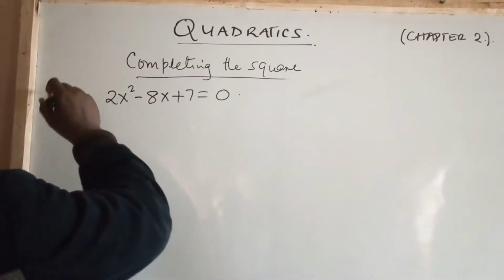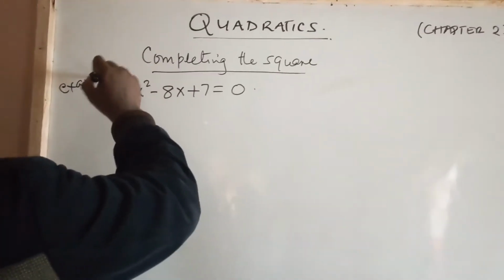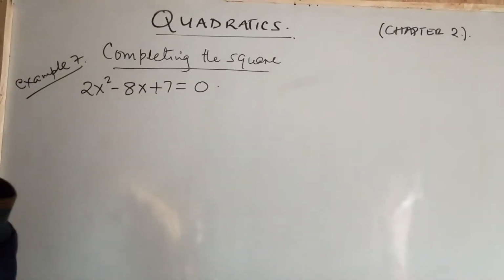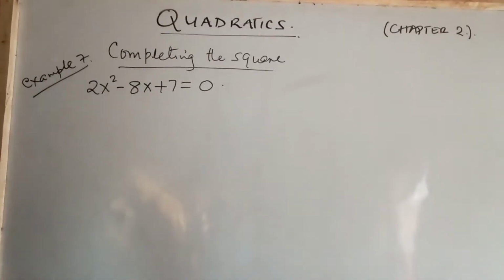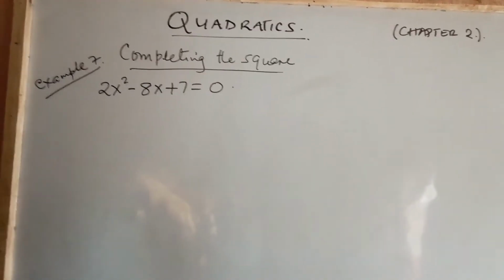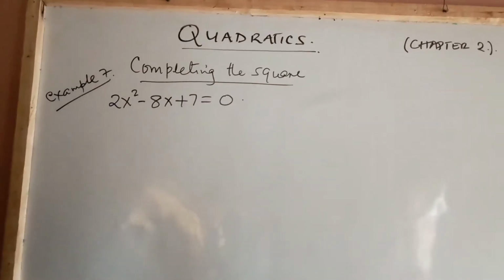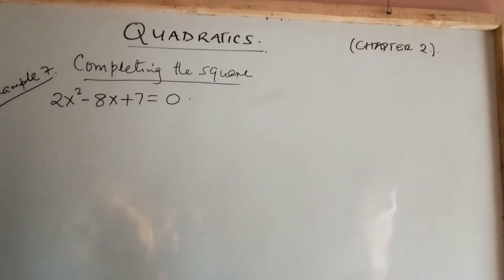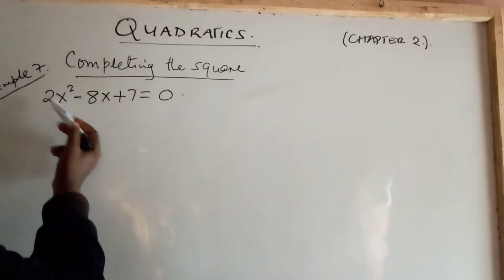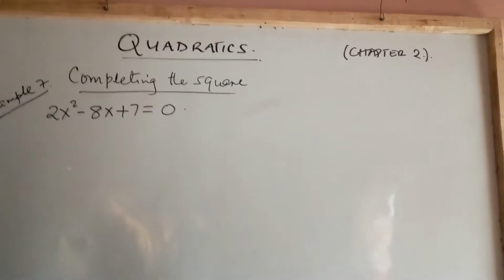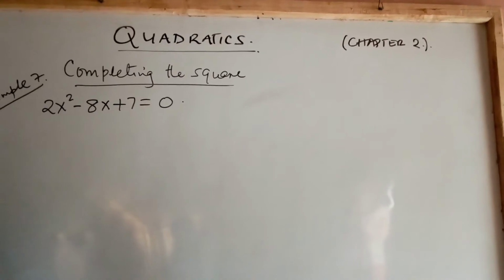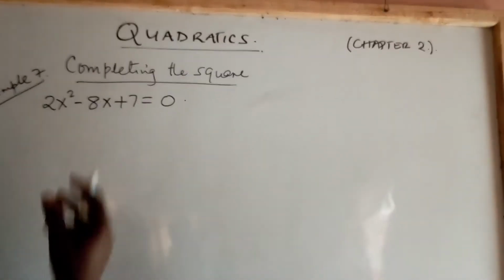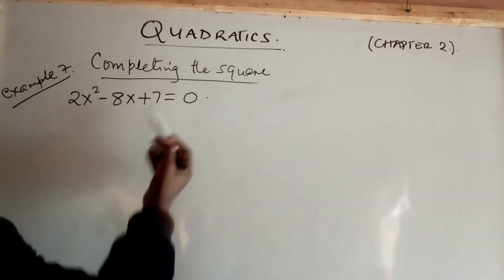In example 7, we are supposed to solve this using the completing the square method. I wish to solve this question in two approaches. One, you realize that the coefficient of x squared is not 1, and we need to complete the square when preferably the coefficient of x squared is 1.